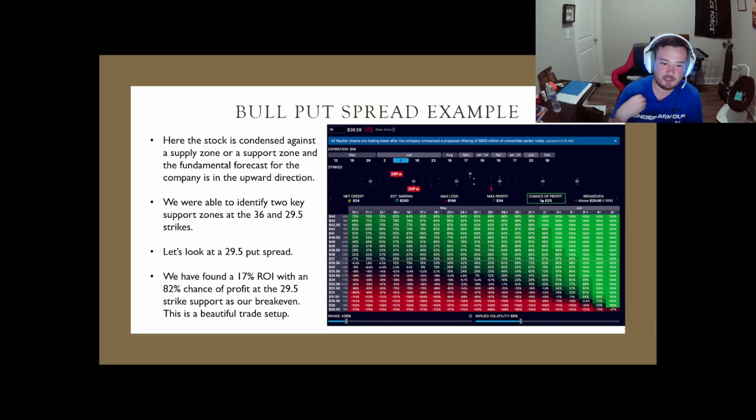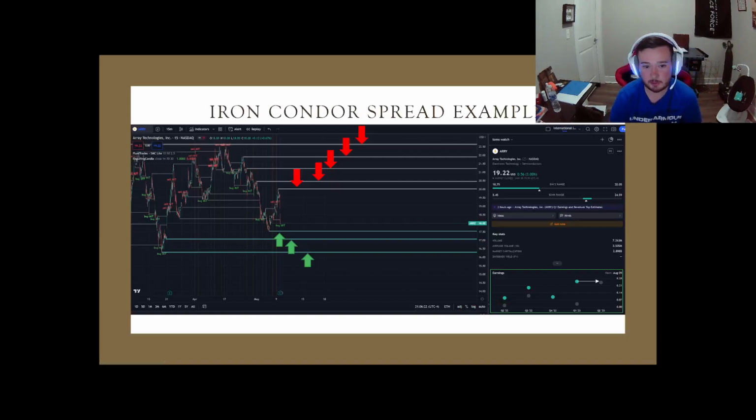We found a 17% return on investment with an 82% win rate here, guys. 82% chance of profit at the 29.5 strike support as our break even. So if we look at our break even over here, if the stock holds above 29.66, that's right at the 29.5 support. That is money. This is a beautiful trade setup. Beautiful. Now we're going to take a look at an iron condor example.